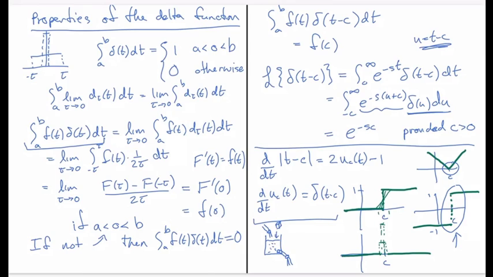As soon as that sugar cube gets dropped in, it's going to cause a sudden jump in the concentration or the mass in the tank. And that corresponds to a thing like this, a Heaviside jump. And so we model that by introducing delta functions into the ODE as a source term. And we'll see some examples of that in subsequent videos.